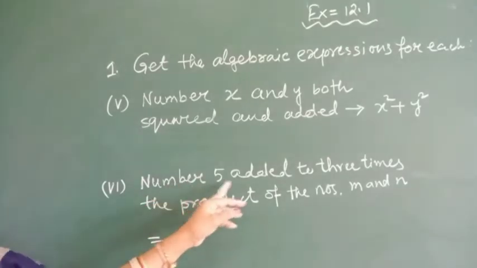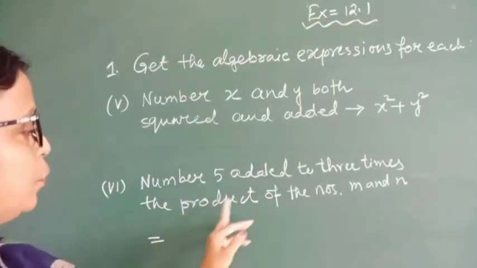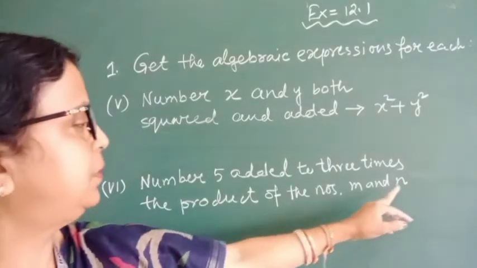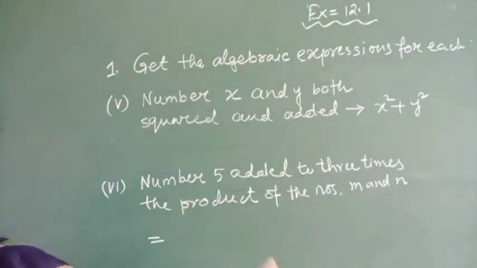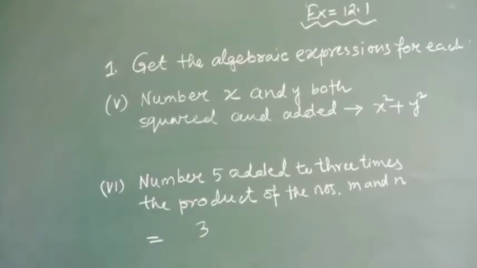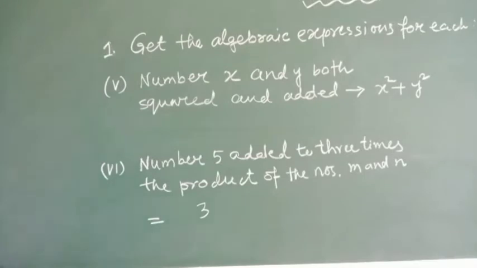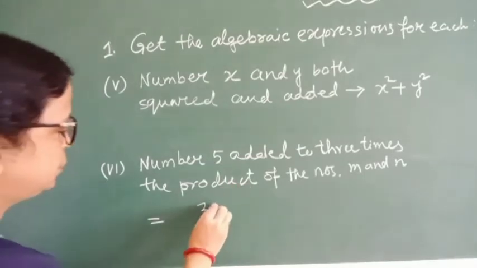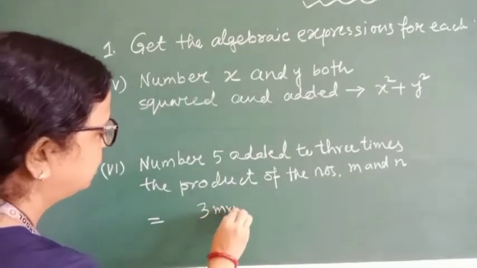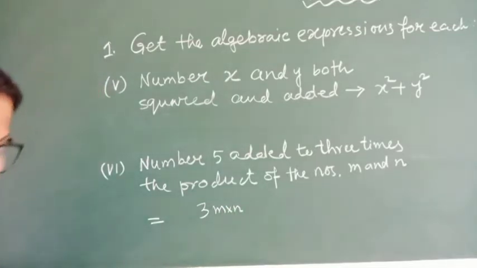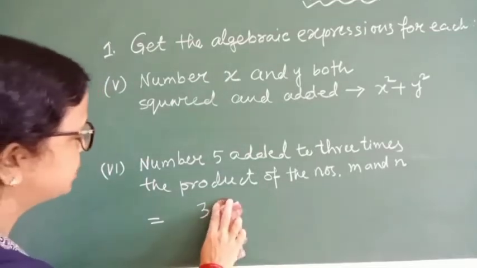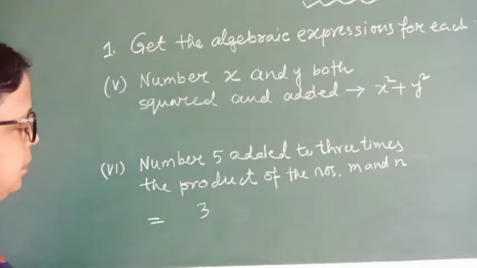Number 5 added to 3 times the product of the numbers m and n. 3 times the product of the numbers means 3 into the product of the numbers, 3 into m into n, that is 3mn.